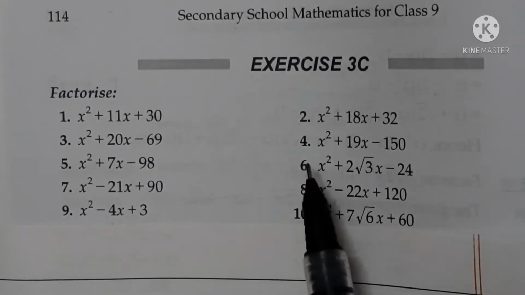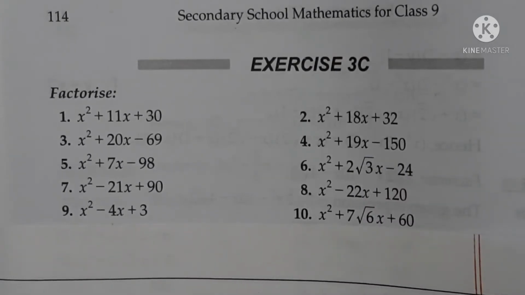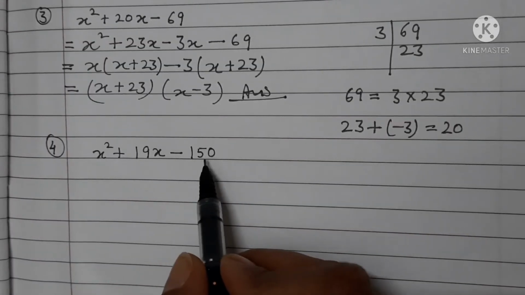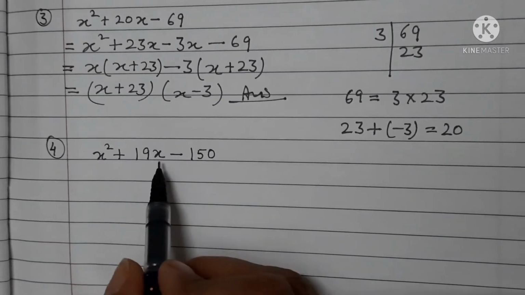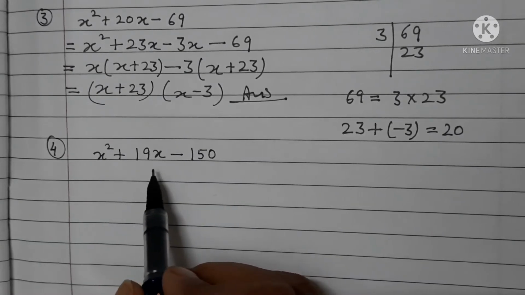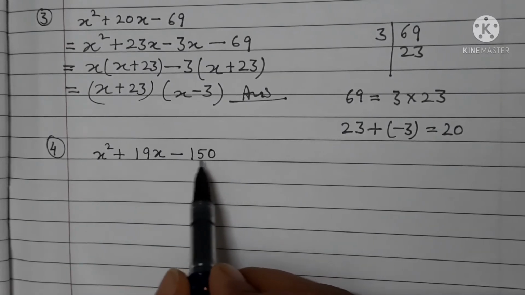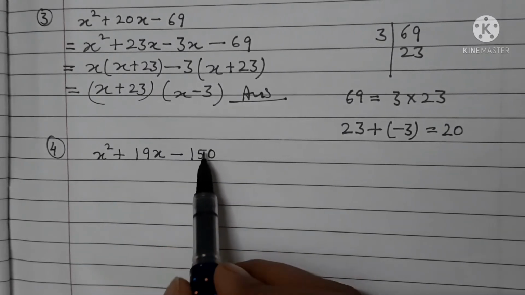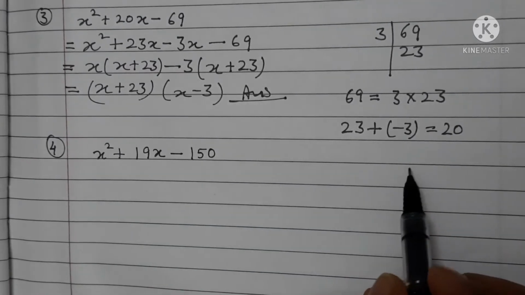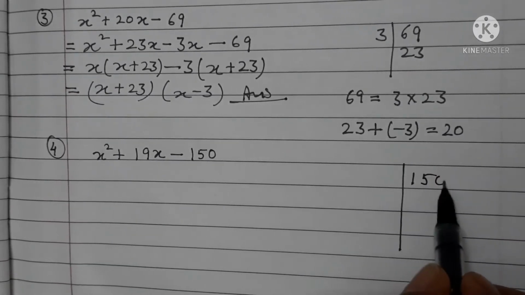Now see question number 4, x square plus 19x minus 150. So do it in your notebook. x square plus 19x minus 150. Do it with splitting the middle term. So here split 19 into two numbers whose sum is 19 and product is minus 150. So how to find two numbers whose product is 150? Easily. So do prime factors and make pairs of 150.